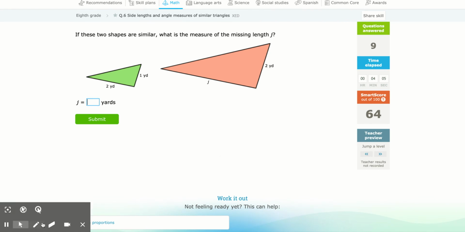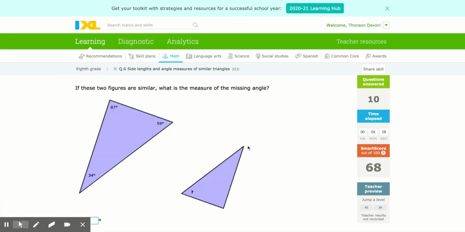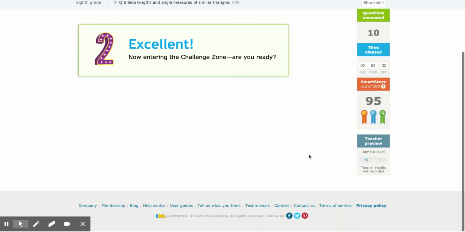Again, I'm going from the larger to the smaller. I'm going to divide by 2 or take 1/2. Oh no, sorry. I'm going from the smaller to the larger. I'm multiplying by 2. So I'm going to multiply by 2 and get 4. Again, not too difficult of a lesson. If you end up having any questions, please do bring them to class.